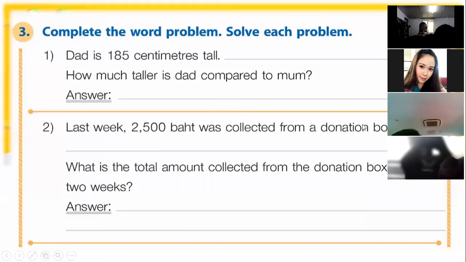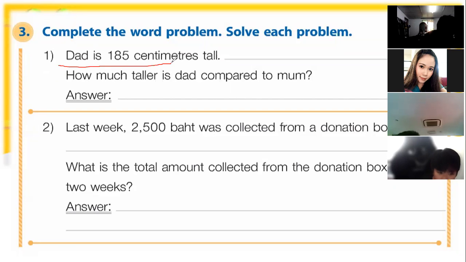Okay, now here we are completing the problem, solve each problem. So we have the information here. Number one, question number one. That is 185 centimeters tall. Okay, this is the first information we have been given. Now we should find the second information here.